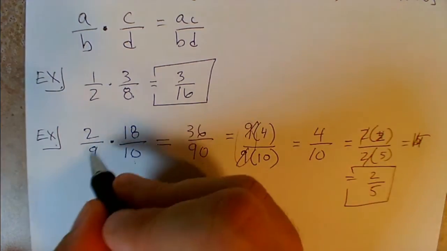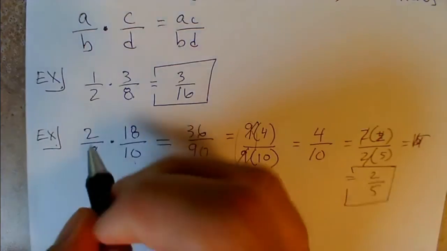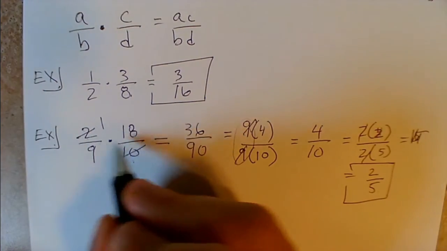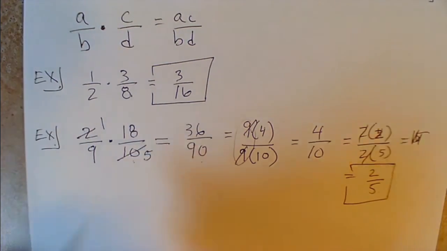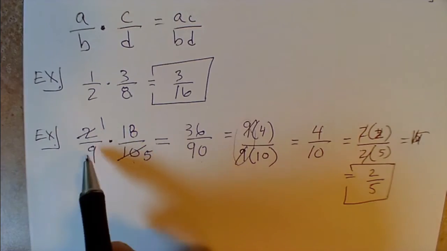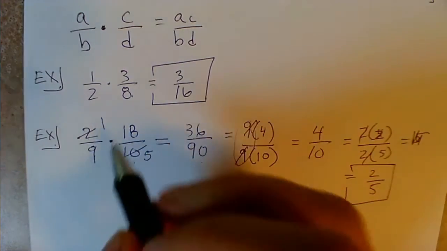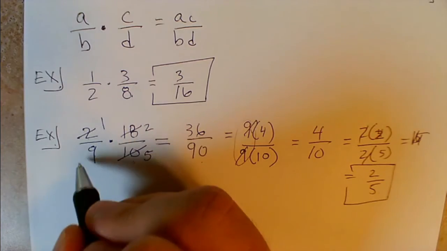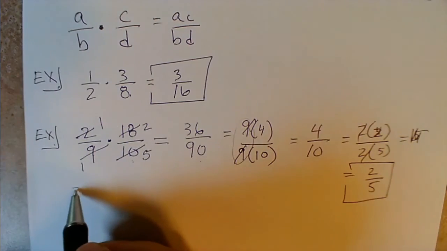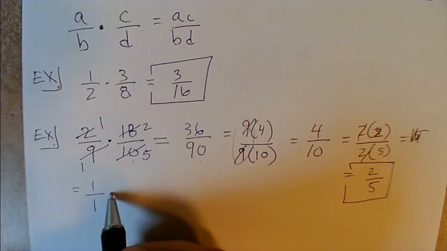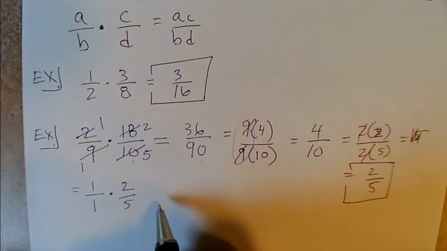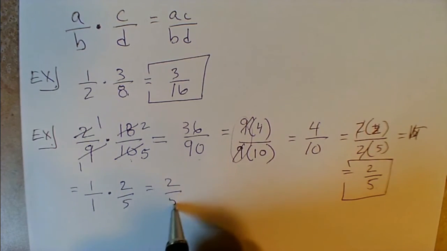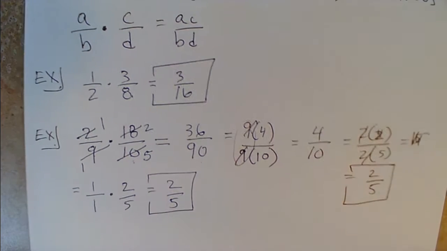All right? So if I pull out a 2 from 2, I'm left with 1. If I pull out a 2 from 10, I am left with a 5. So I'm simplifying things to begin with already. All right? 18 and 9 both have a factor of 9 in common. And so 9 goes into 18 twice, 9 goes into 9 once. And so what I have is 1 over 1 times 2 over 5. And it doesn't get much simpler than that. I get 2 over 5.